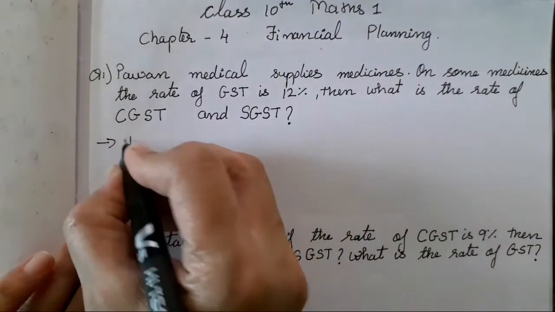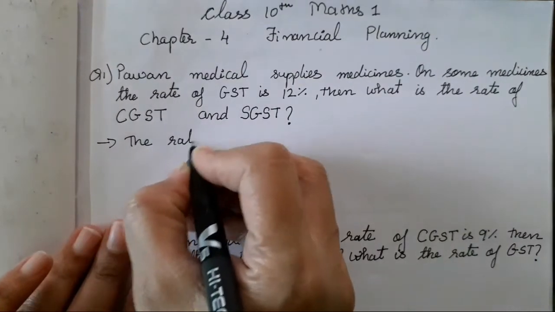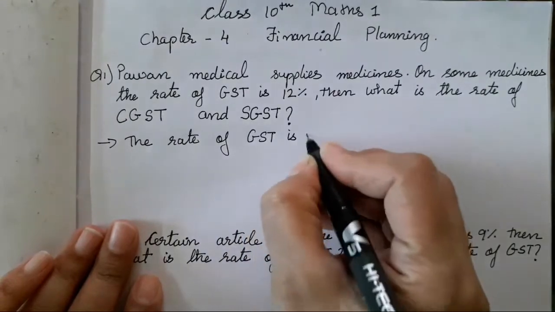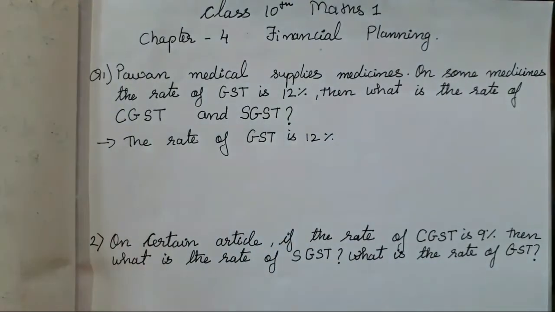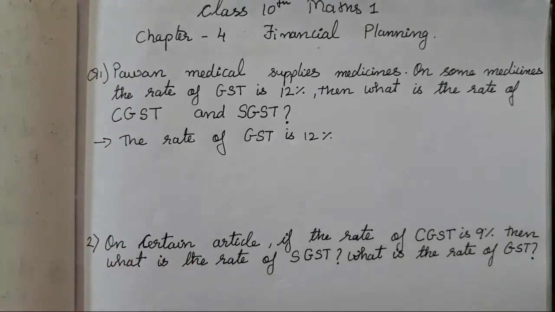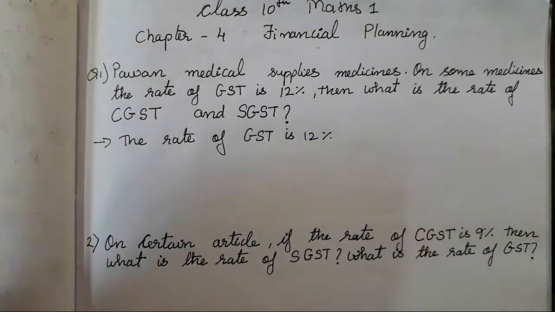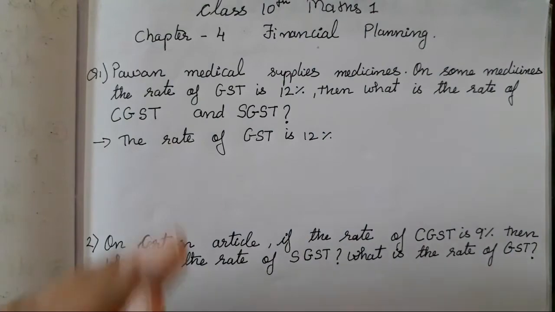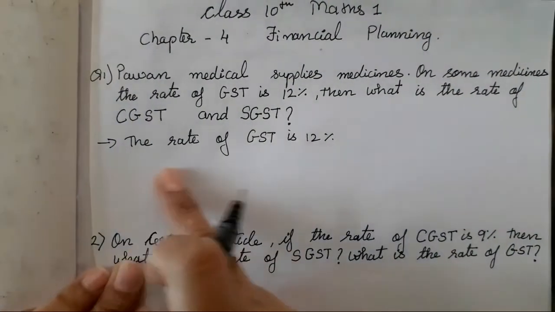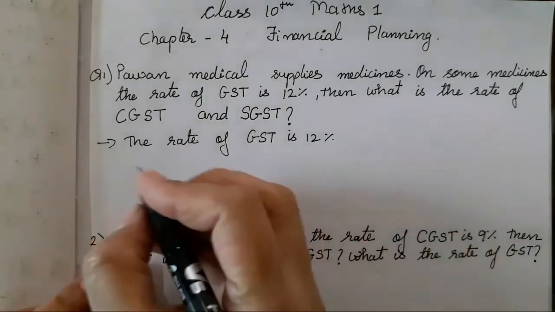So the rate of GST is 12%. This is what has been given. This chapter was there last year also. The same few questions depend on that part only. There is nothing much new. Same thing we have to do as we did for the 9th standard class. So the rate of GST is 12%.